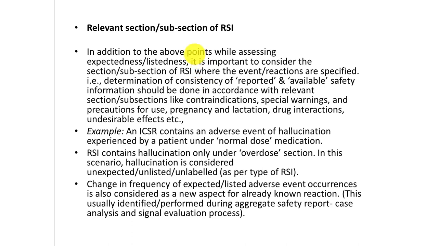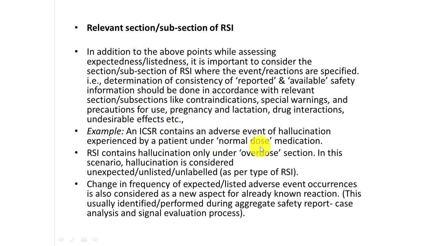Then, relevant subsections of the RSI. In addition to the above points, there are some additional points you have to keep in mind. The RSI document is not a very plain kind of document; it contains a lot of things. It's not like you only press Control F in the PDF and find that hypertension is mentioned and reported, then it is listed. You have to check the relevant sections, for example contraindications, special warnings and precautions for use, pregnancy and lactation, drug interaction, and undesirable effects. Generally we use the adverse drug reaction or undesirable effects section, but we have to check other sections as well.